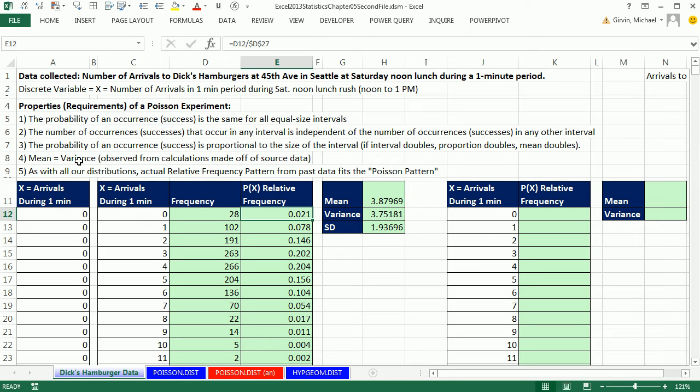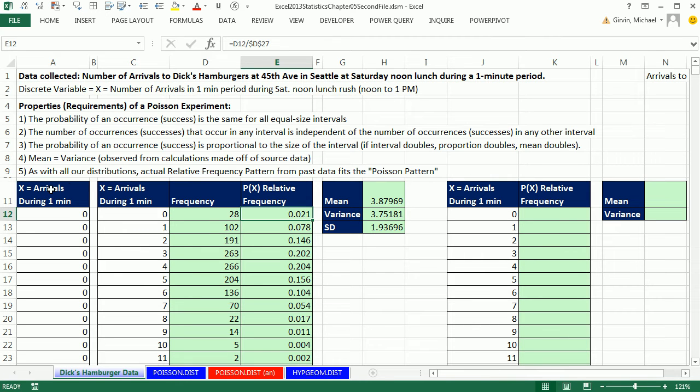The other requirements: the probability of an occurrence or success is proportional to the size of the interval. That just means if the interval doubles to 2 minutes, we would double the mean. And that's true. The mean and variance have to be equal or near equal. When we did this example earlier, we calculated these, but we didn't really say anything. In fact, they are almost equal. So that is another characteristic of the Poisson distribution or a Poisson experiment.